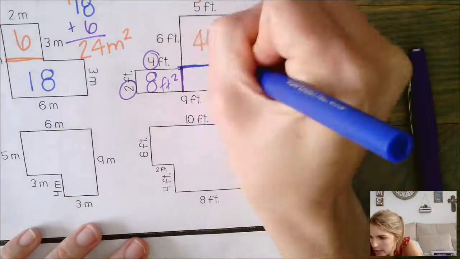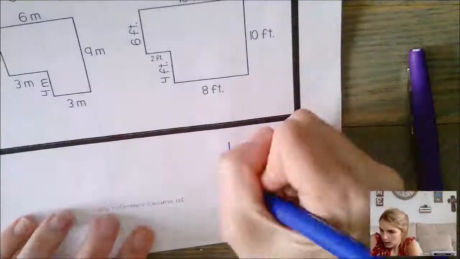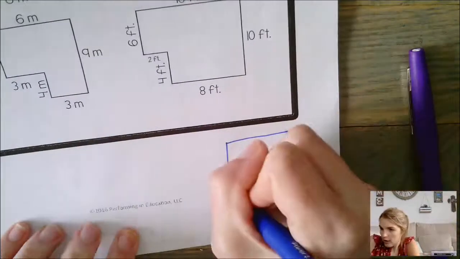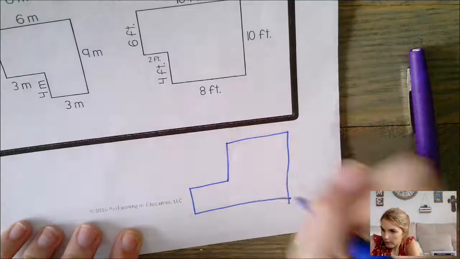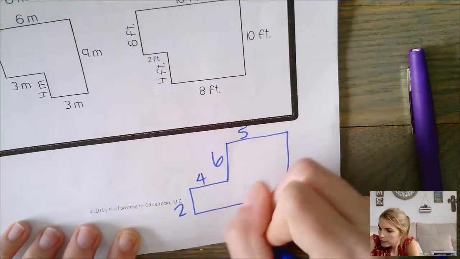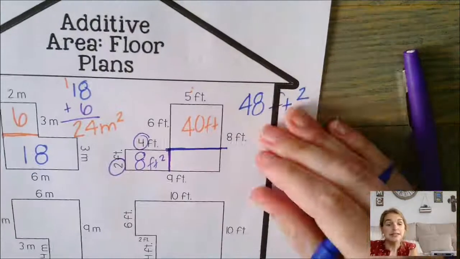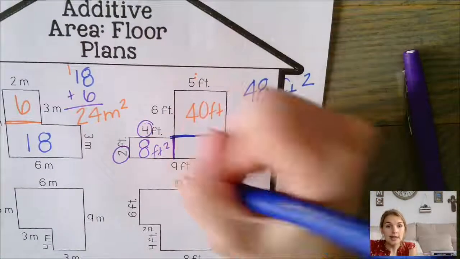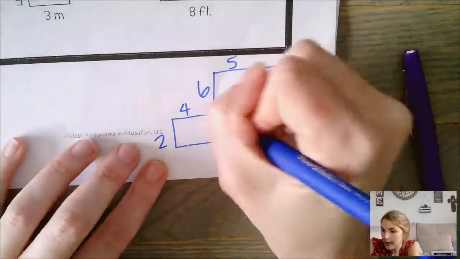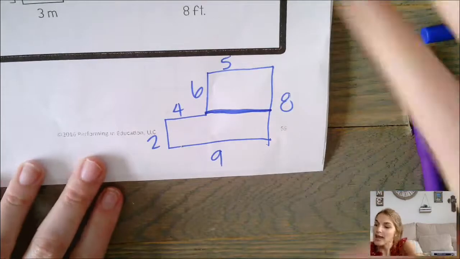You know what? I'm going to redraw this for you so you don't get distracted by the lines. I want you guys to be able to clearly see how this works. So 5, 6, 4, 2, 9, 8. Okay. So same shape, same numbers. Remember, before I decided to break it up and down. This time I'm going to break it up by going side to side.